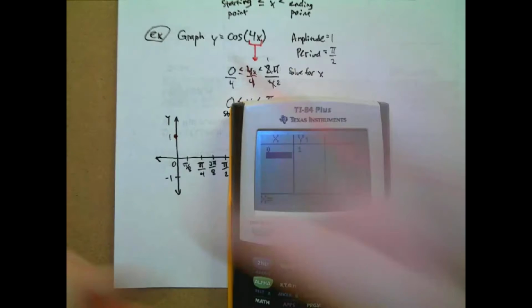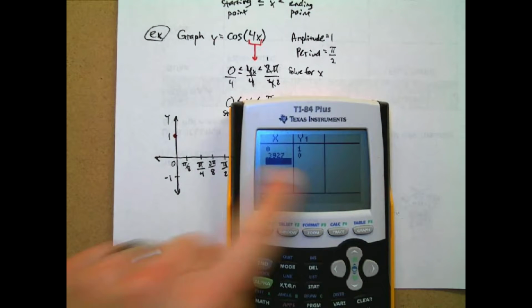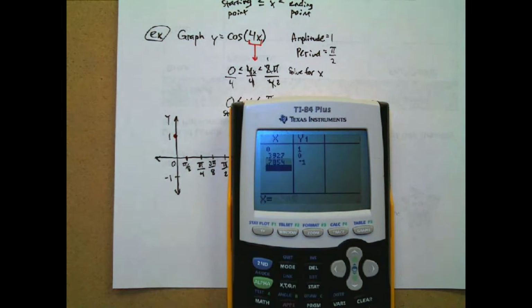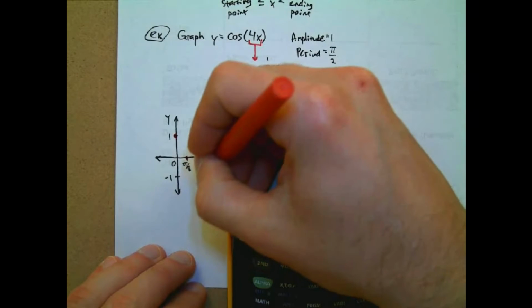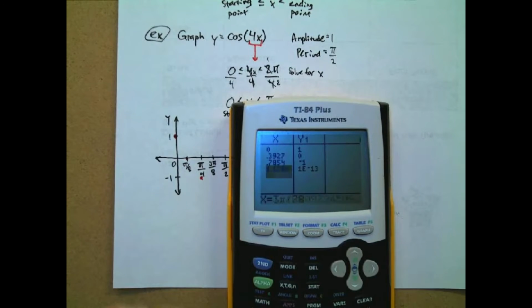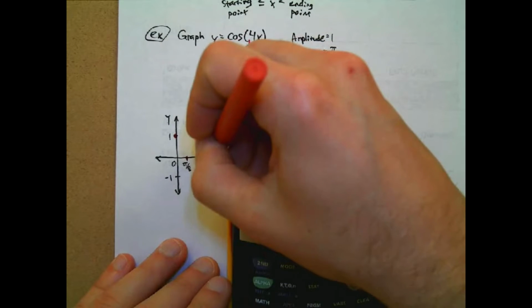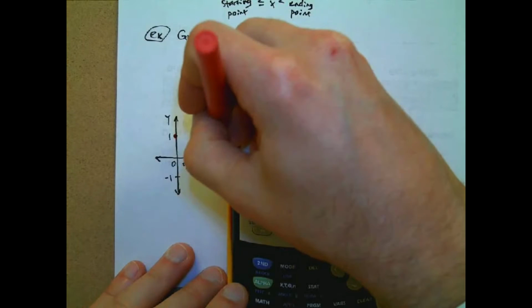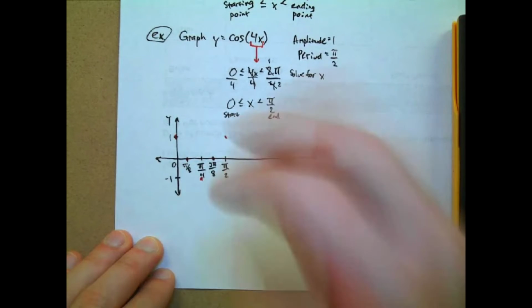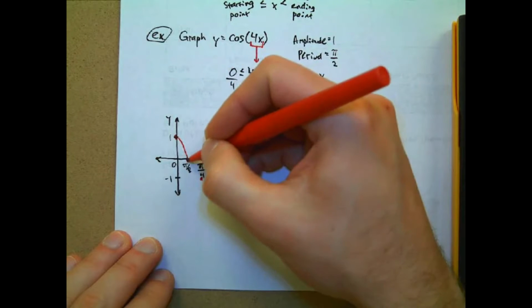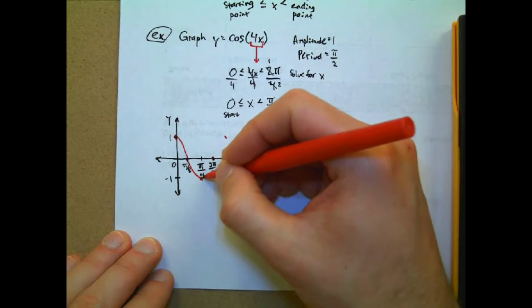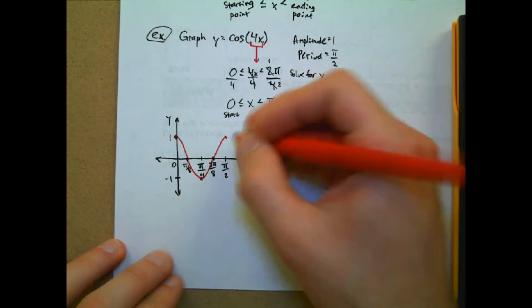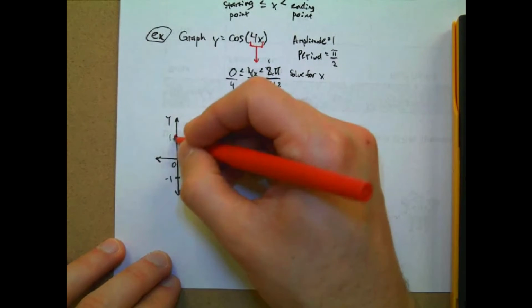Pi over 8, we're at 0. Pi over 4, we're at -1. 3 pi over 8, well, that should be 0. And then pi over 2, 1. And you'll notice that those points we picked out are still highest points, 0, and lowest points, right? And there's our graph like that.